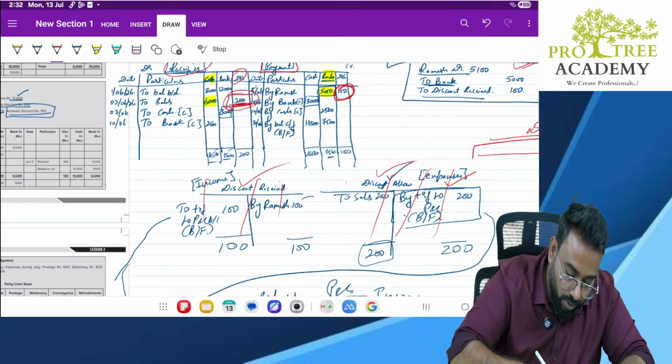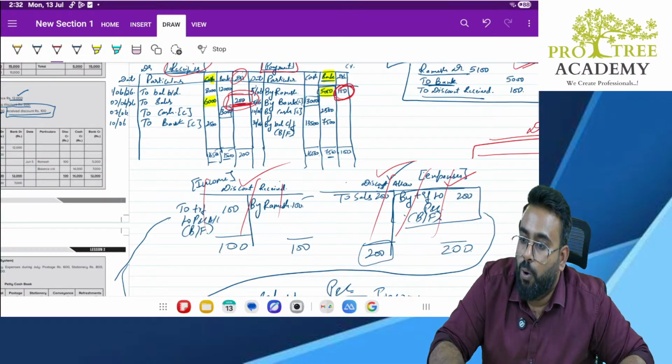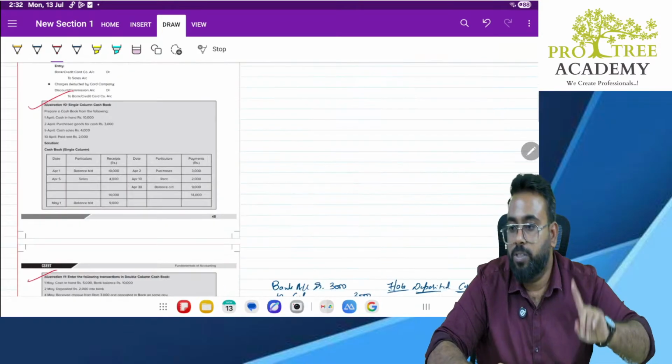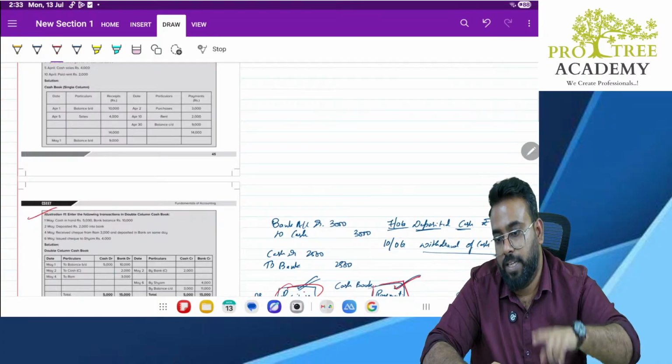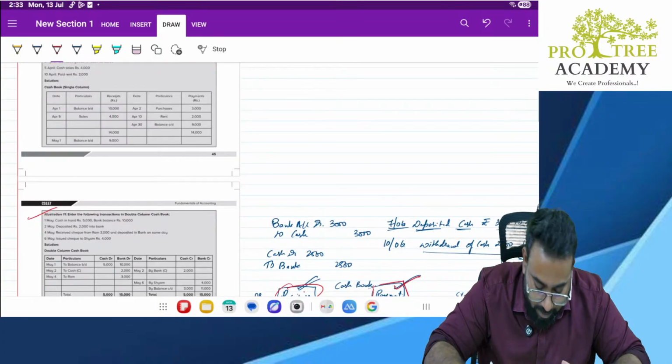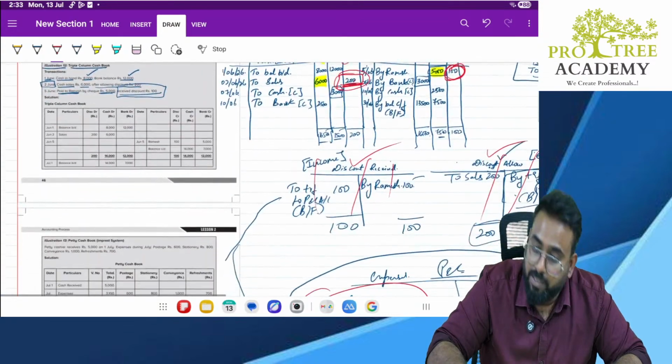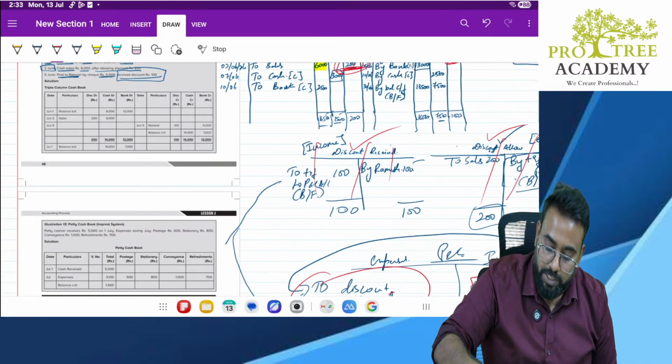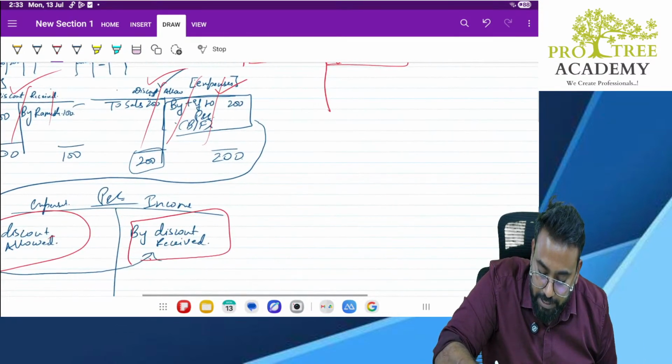So what you can do? Double column cash book and single column cash book, you can take it for homework. Clear? Any doubts? You can ask tomorrow in the class, including online students. If you have any doubts, you can put it in the comment. Clear? Next, one more concept is called as petty cash.